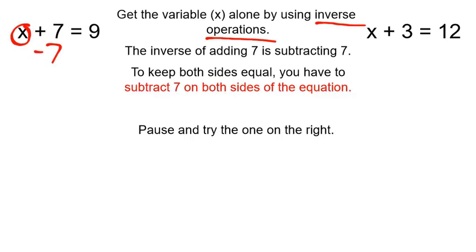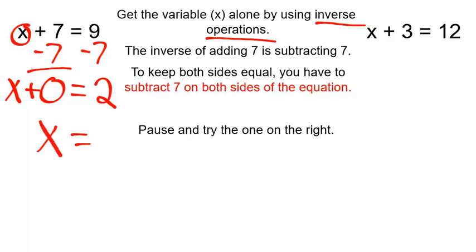And to keep both of the sides equal, we need to make sure to subtract 7 on both sides of the equation. So on the other side of the equal sign, I'm going to say minus 7. 7 minus 7 is 0, and we still have the x left over here. And we have 9 minus 7 is 2. So we have x equals 2. Please pause and try the one on the right.